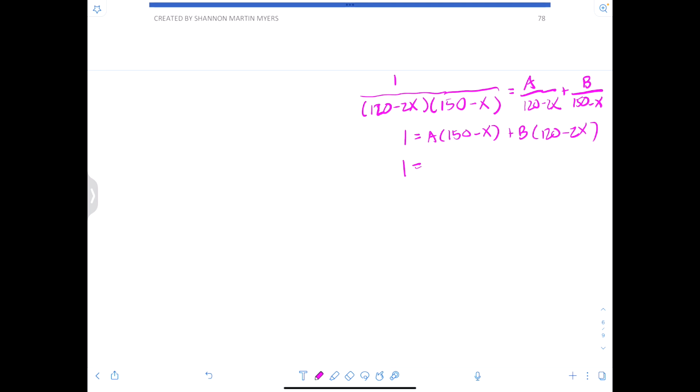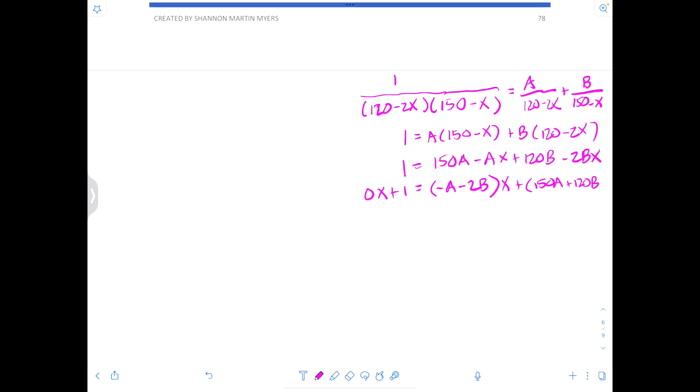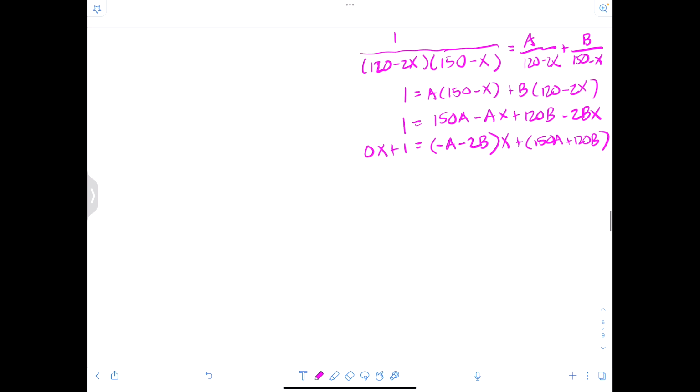Continuing, this gives us 150a minus a times x plus 120b minus 2 times b times x. Now I'll add in a 0x, because I have terms that have x's in them and I'm going to group them together. So we will have negative a minus 2b, that whole quantity, times x, and then we'll have 150a plus 120b grouped to equate to the constant.